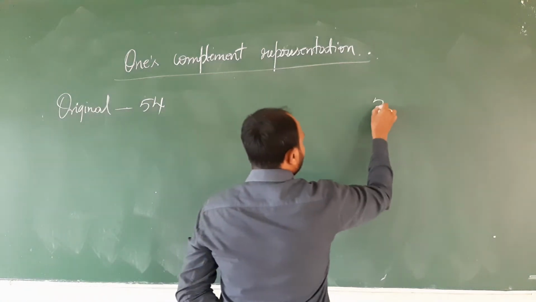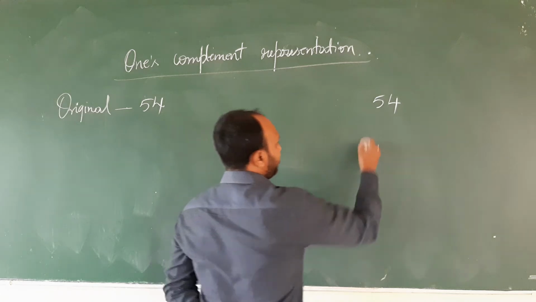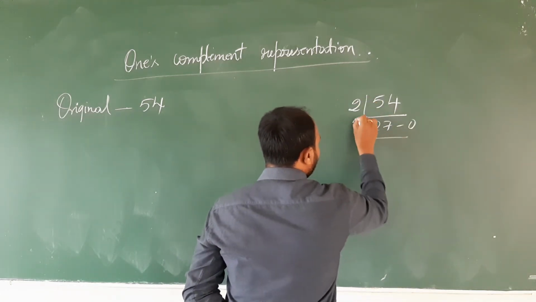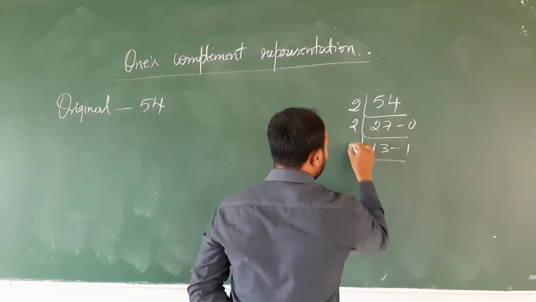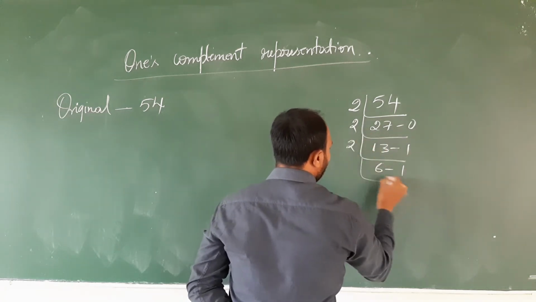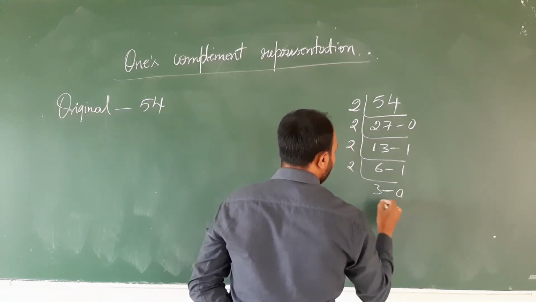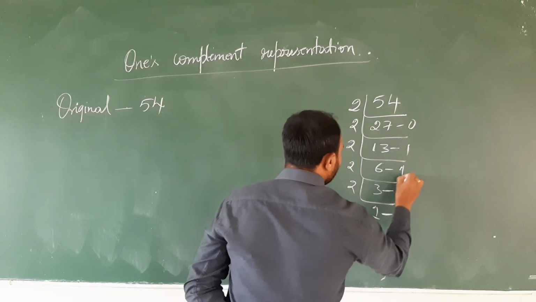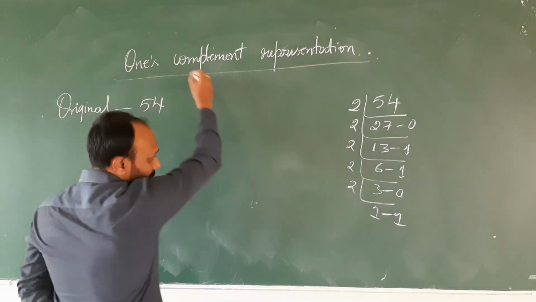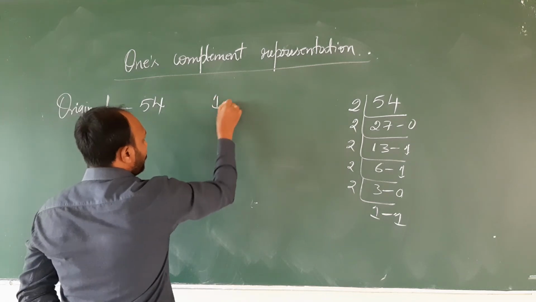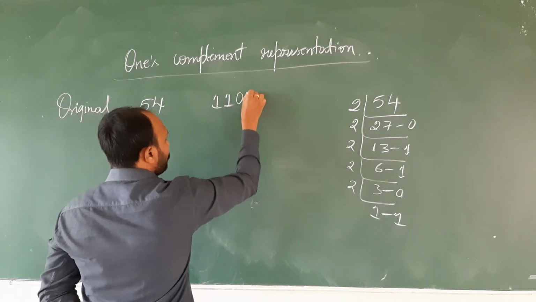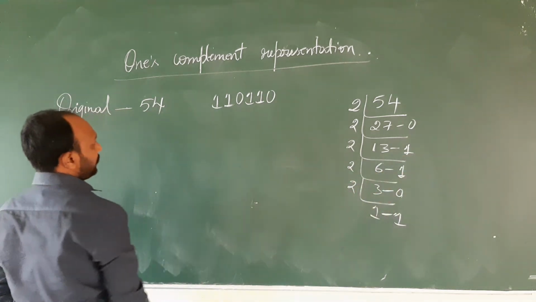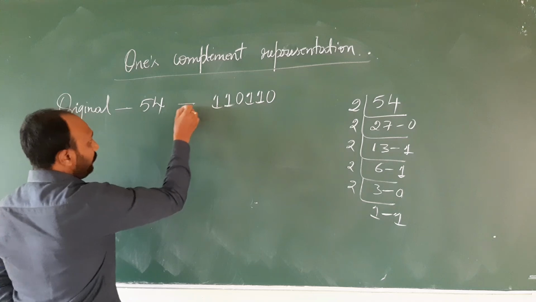So first of all, let us find what is the binary equivalent of 54. So 2 27s are 54, 0 is the remainder, 2 13s are 26, 1 is the remainder, 2 6s are 12, 1 is the remainder, 2 3s are 6, 0 is the remainder, 2 1s are 2, 1 is the remainder. Okay. So we got the magnitude. What is the magnitude? 1 1 0 1 1 0. So this is its equivalent in terms of binary.